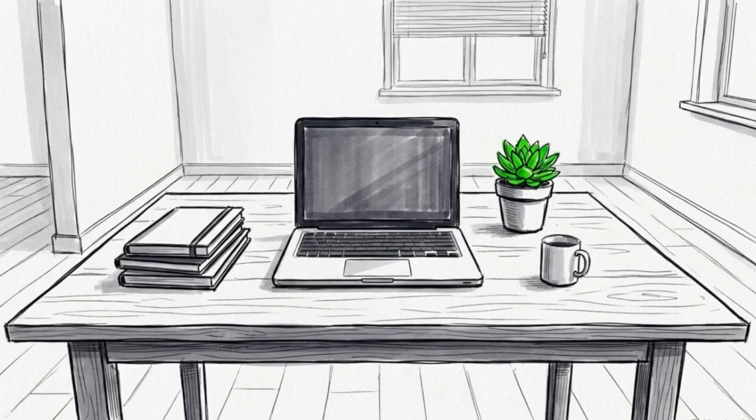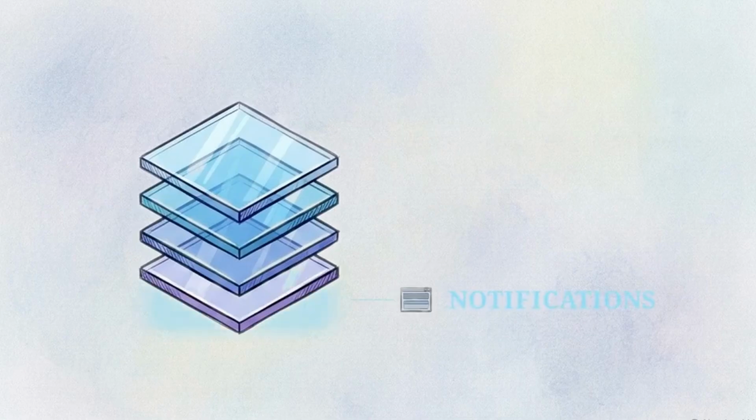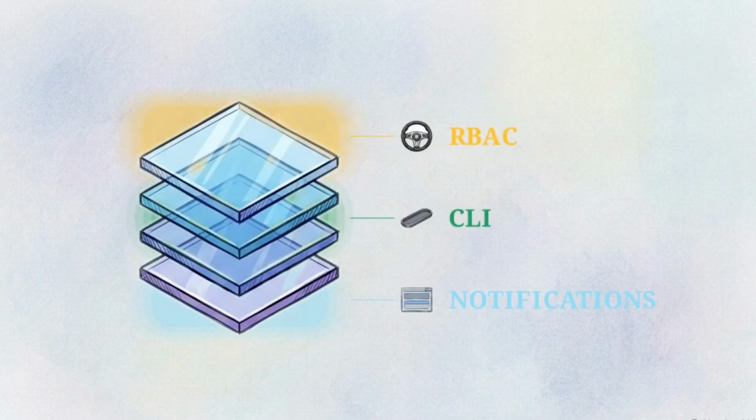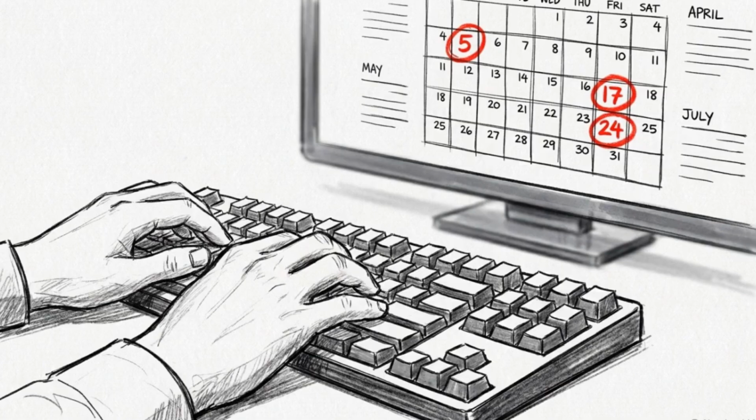A productive Teams environment is not the result of chance. It is the result of a deliberate hierarchy. Global settings filter the noise, the command line provides speed, and role-based access secures your collaborative space. Managing these configurations is a continuous process rather than a one-time setup.